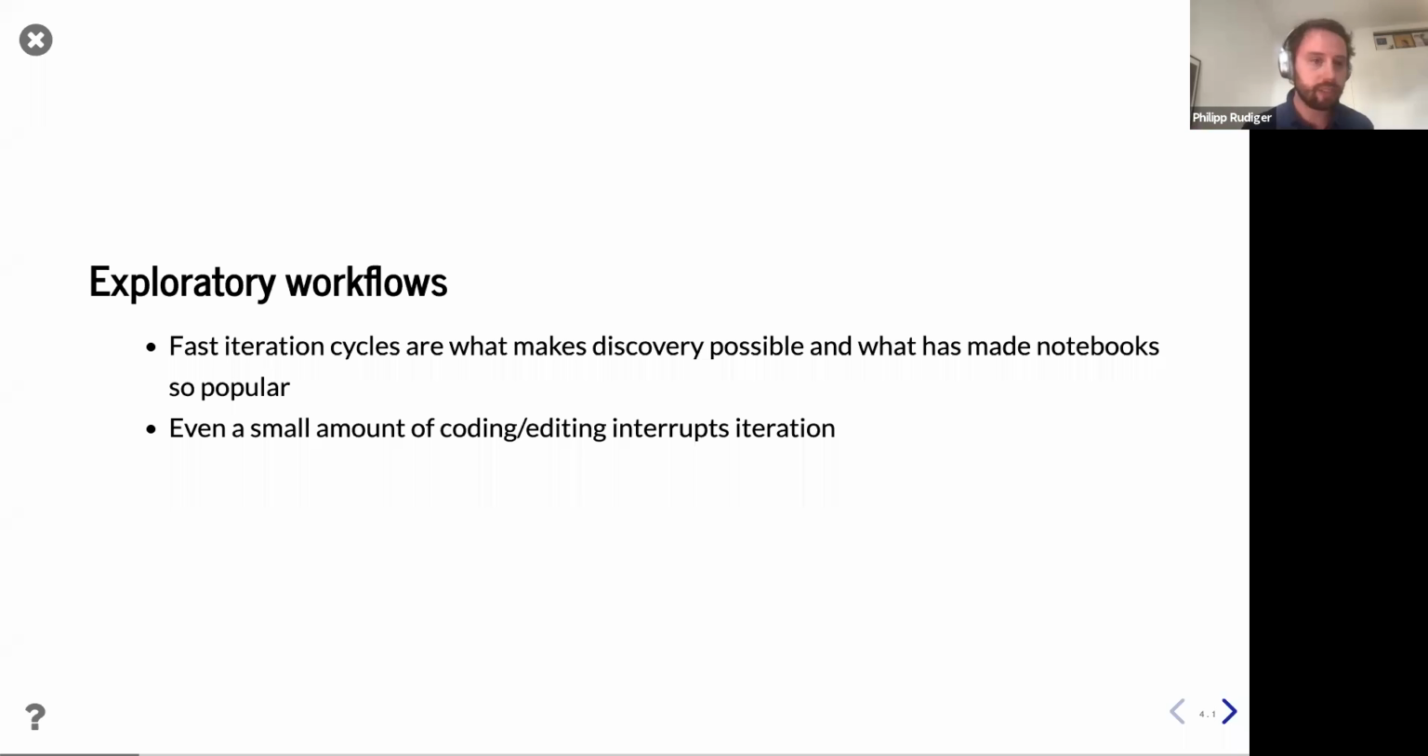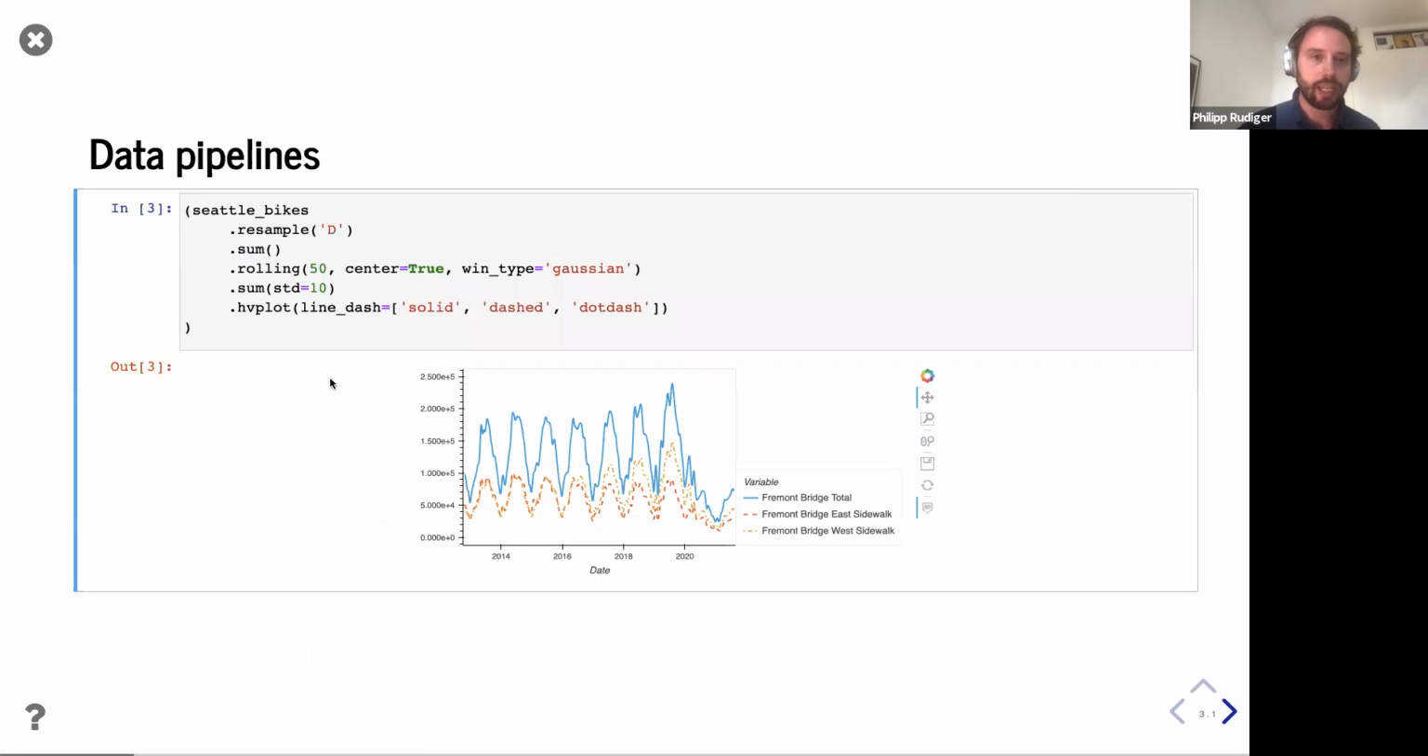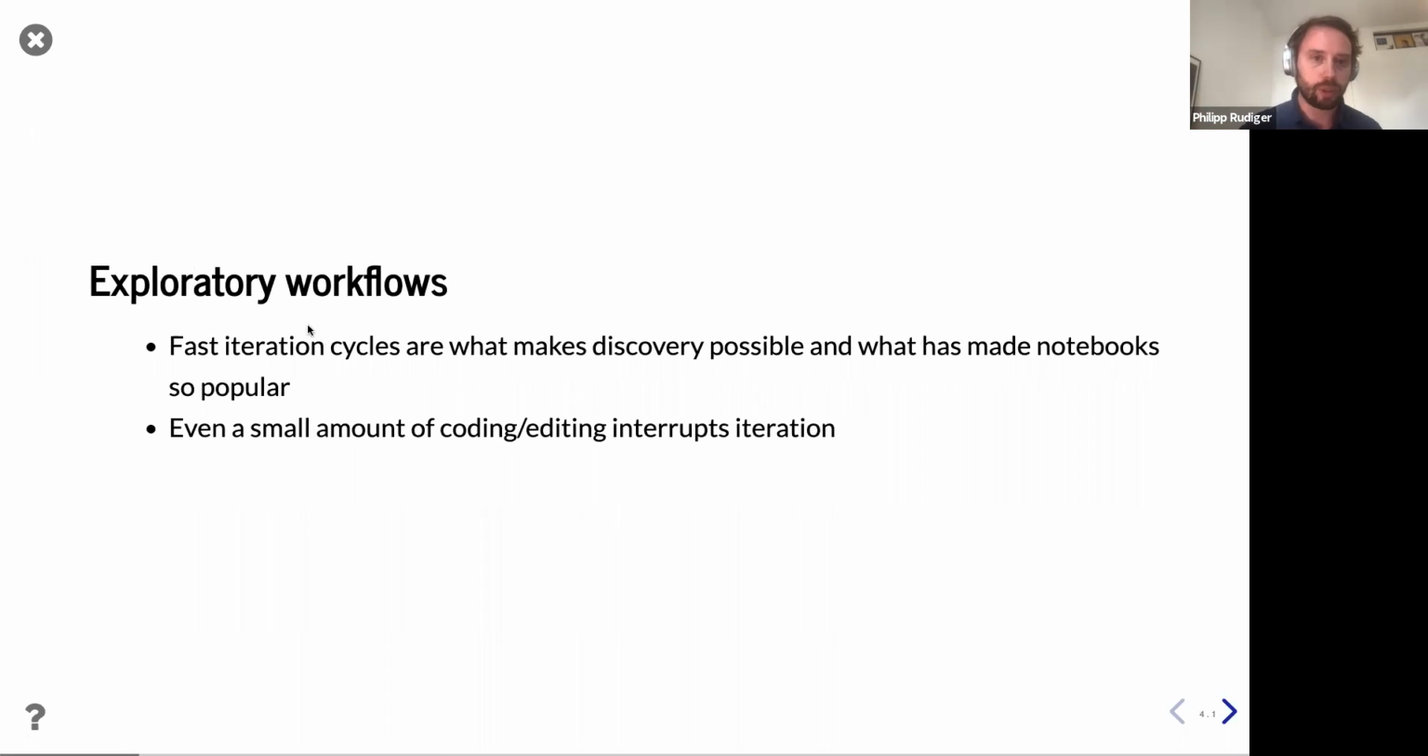If data is messy, you have to iterate on it. To make discoveries in your data, you have to be able to iterate on it fast. Fast iteration cycles are what make discovery possible, and what has made notebooks in particular so popular, right? They let you go back and forth between editing the code and viewing the output. That's why notebooks are powerful.